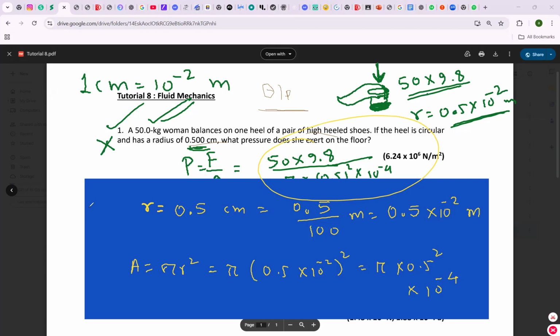Immediately use the calculator and finish it. In 1 minute, solve one question. Tell me whether you are getting this value or not. Just check it.